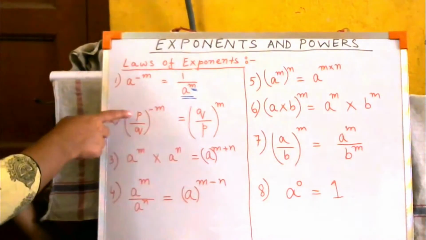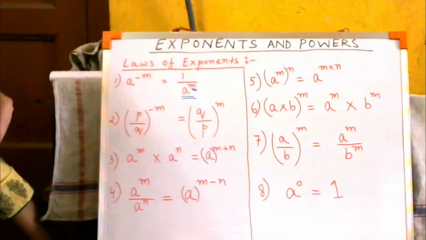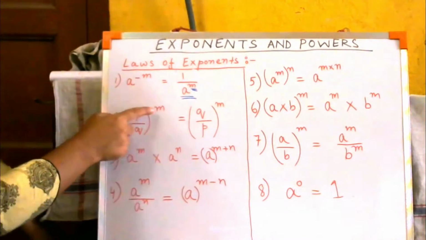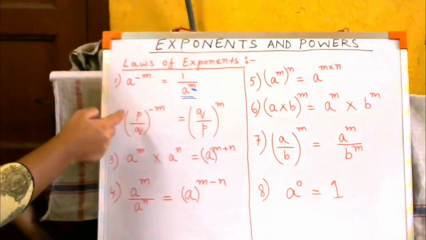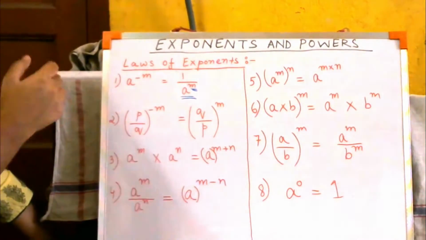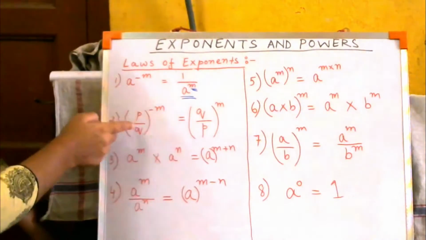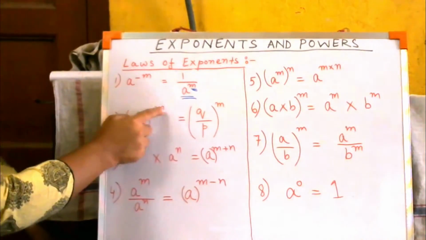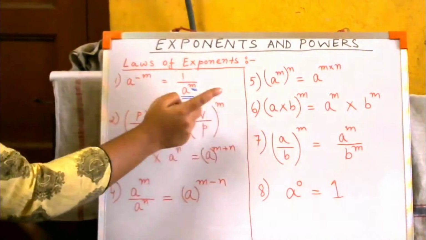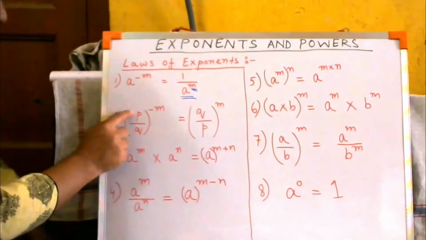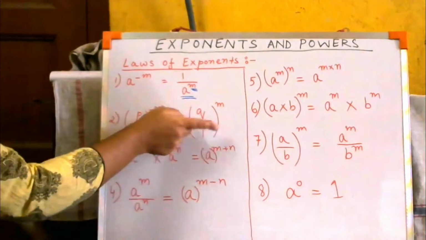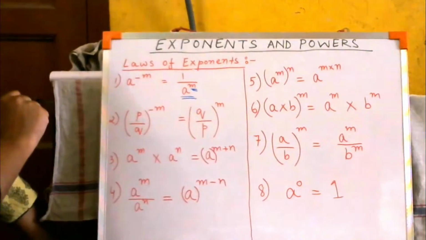Now, let's come to the second law of exponent. It is saying p by q to the power minus m. What if there is a division format of a number? Say 2 by 3 to the power minus 3. How are you going to write that? That time you are going to change the negative sign of the power into positive. Obviously this minus m will turn into m, but what will happen inside the bracket, this p by q will reverse, q by p.